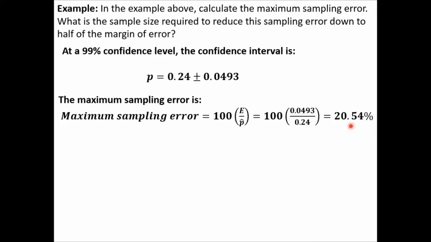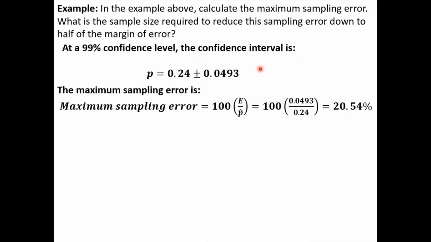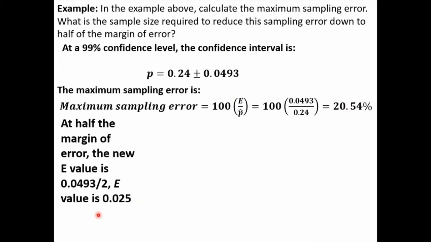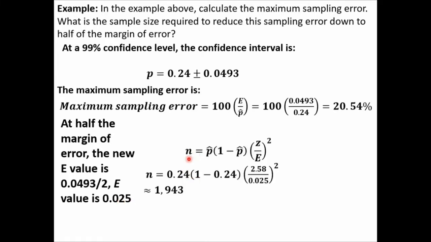We need to reduce this to half. Now, at half of this margin of error, which is about 0.025, we can use the formula for determining the minimum sample size. And as you can see from this formula here, we have p hat given, we have z given at 99%, and we have a new e of 0.025. This is the half of the previous margin of error.